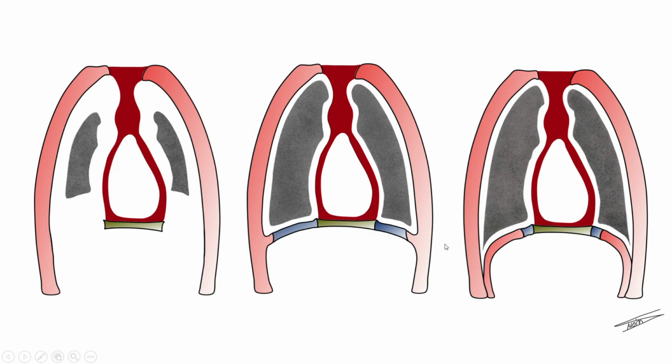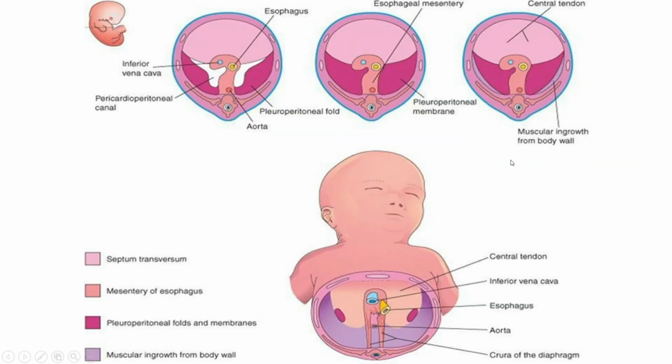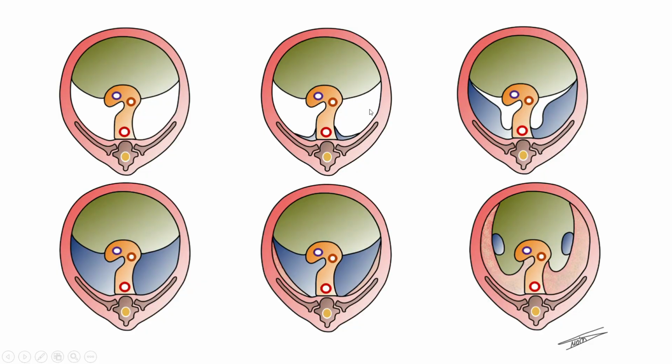So this is it, and this is another picture that I've collected from the internet. I've drawn the figures following this picture, but in addition I have just added two more figures where I have shown how the pleuroperitoneal folds are coming and how the pericardial canal looks like.